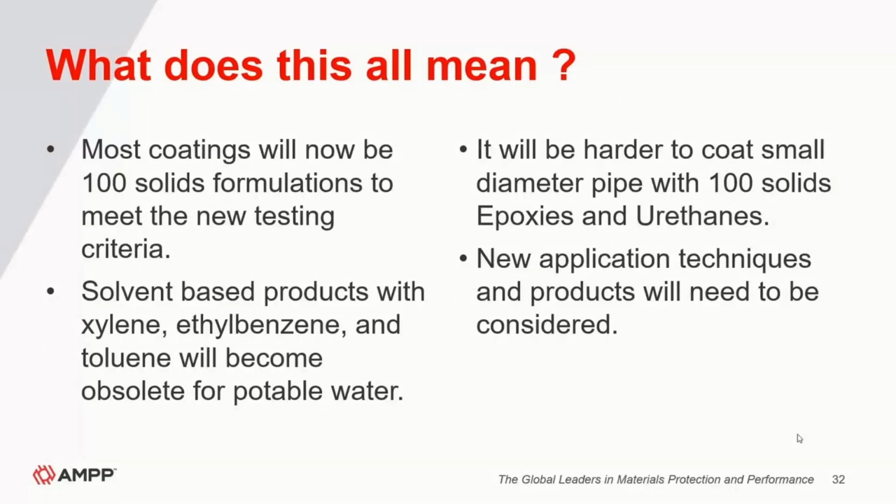How do you coat those small 2, 3 inch diameter pipe? It can be done, but you don't have the availability now of having those thin film coatings where you could put 4 or 5 mils down in a strip, another 5 mils, another 4 or 5 mils to meet your spec.